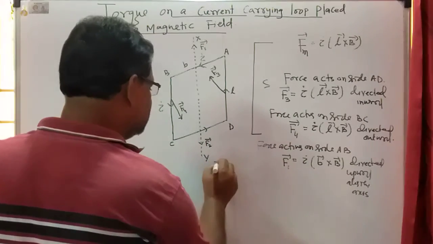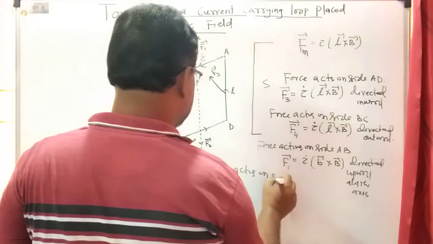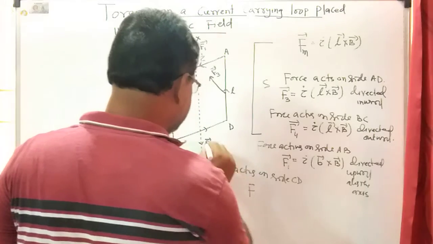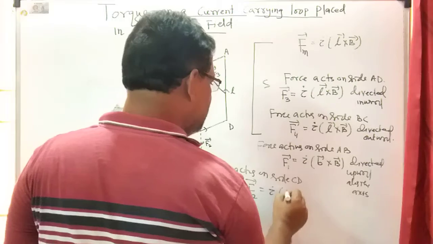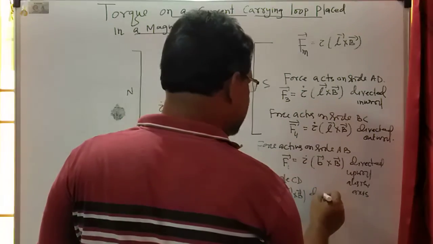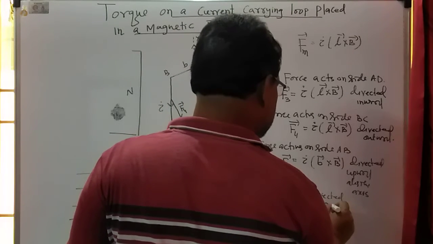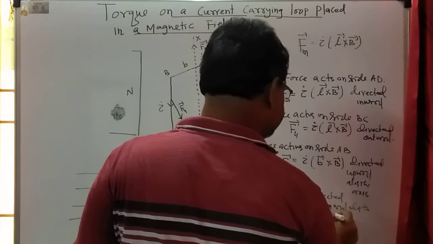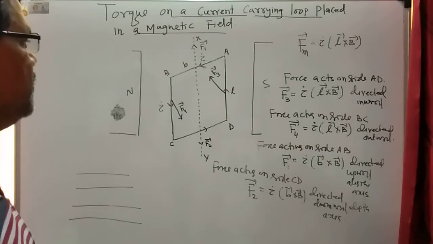Again, the force acting on side CD must be equal to that. Already I have taken F2 vector equal to I into b vector cross B vector. It is directed downward along the axis. So you are getting the four forces here.